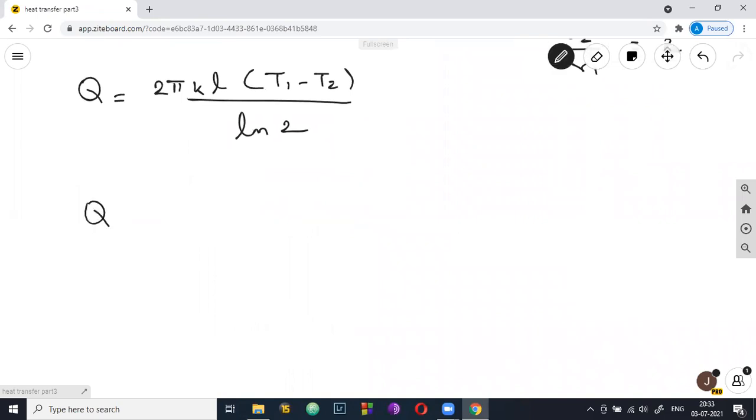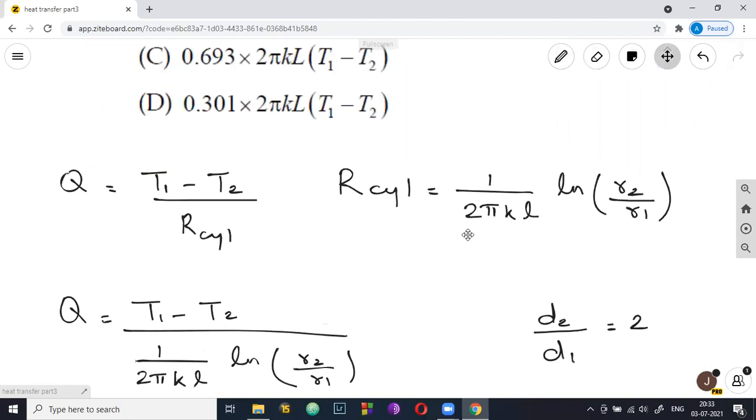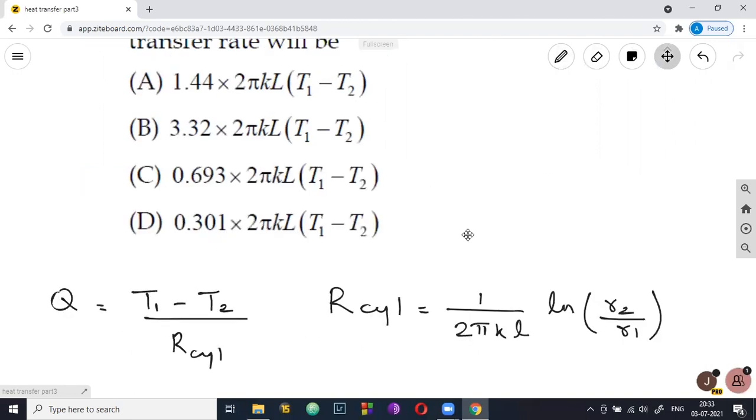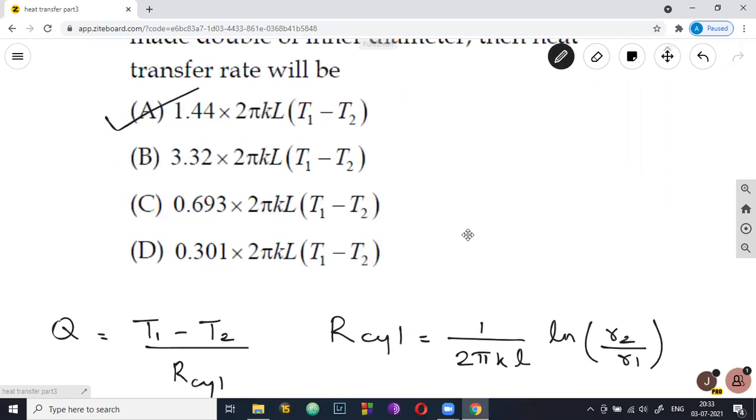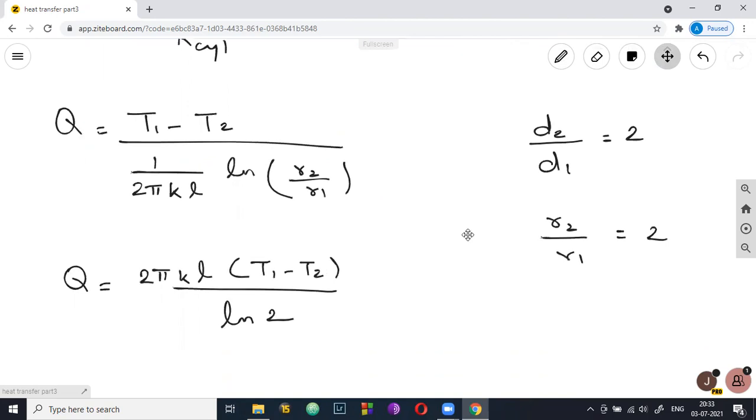So Q is equal to 1.443, that is the reciprocal of log. The other things they have kept like this; they have not changed it here. So the answer comes out to be which one? Option A. So the answer is, just hang on a minute, option A. Got the logic here?